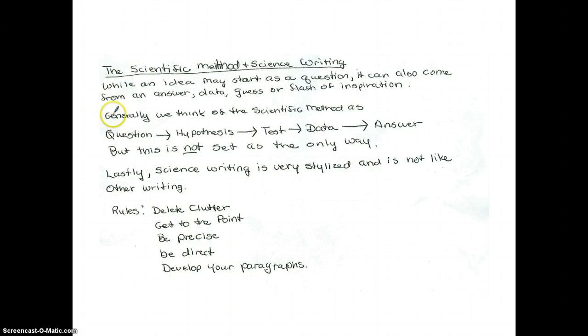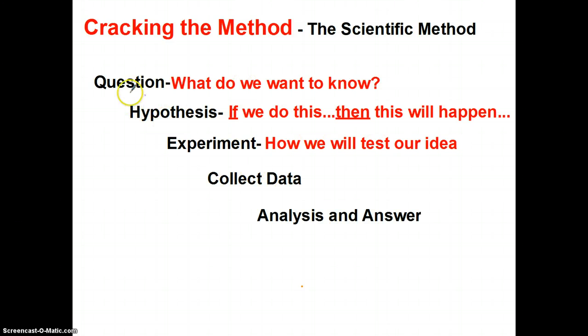The scientific method we generally think of as being a question followed by a hypothesis, test, gather some data, and answer our question. But it's not the only way that we can do it. We can do it in all forms and shapes. We're going to focus on those parts of the scientific method in the way that we normally think of it, which is to start with a question, which is what you want to know. Then you come up with an educated guess, a hypothesis, and we usually state it as, if we do this, then this will happen. Doesn't have to be all the time, though, of course.